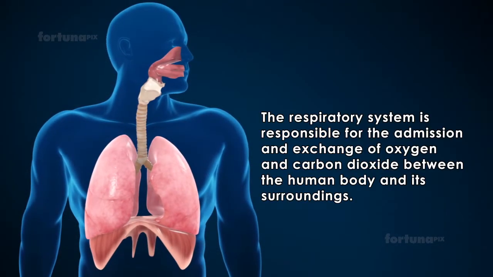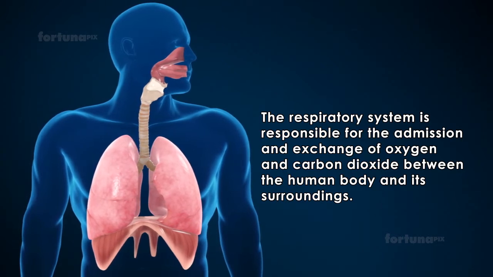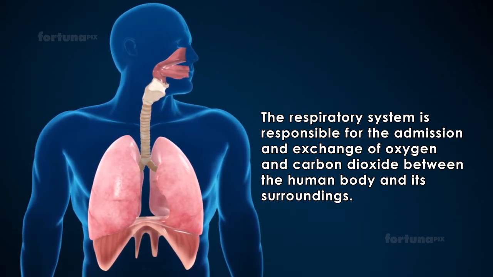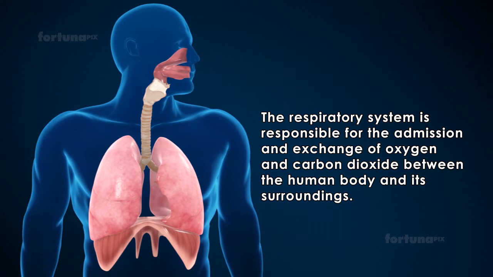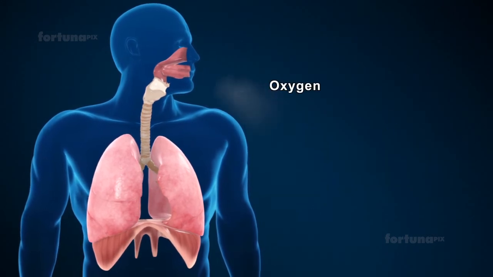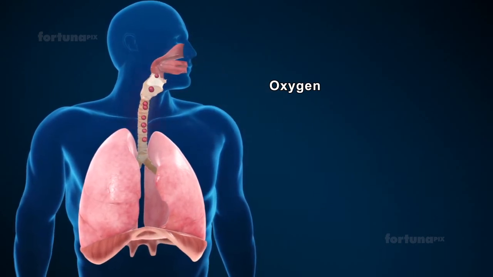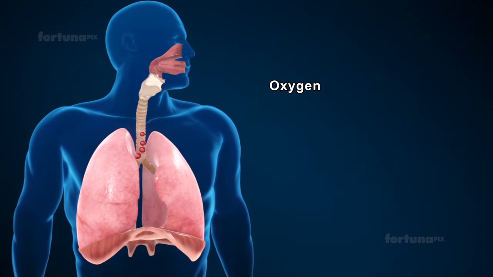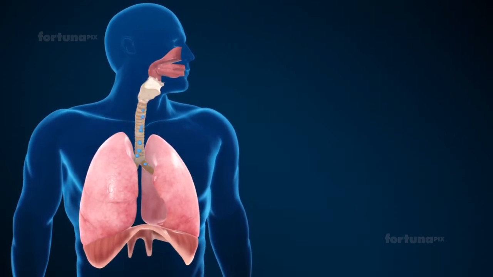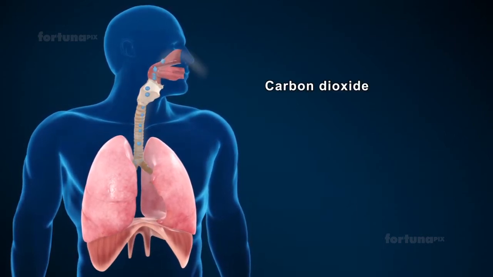The respiratory system is responsible for the admission and exchange of oxygen and carbon dioxide between the human body and its surroundings. The process brings oxygen into our bodies, which we need for our cells to live and function properly. And it helps us get rid of carbon dioxide, which is a waste product of cellular function.